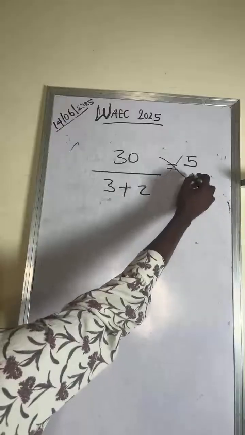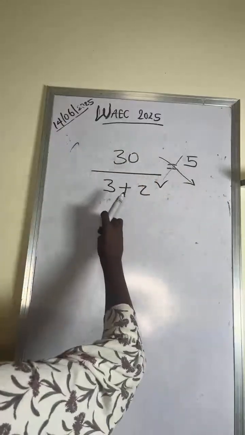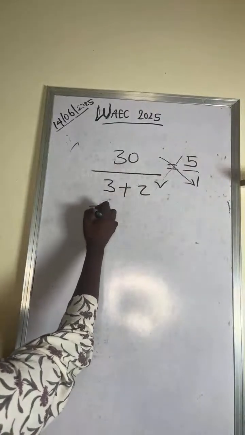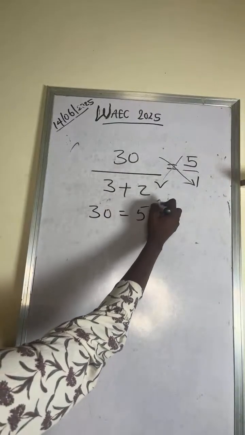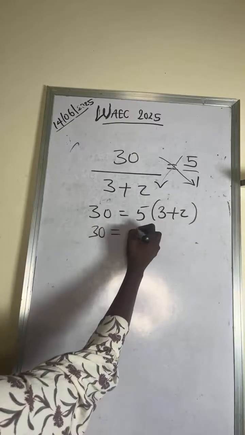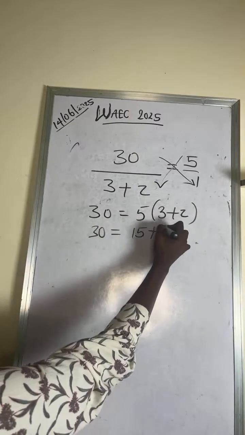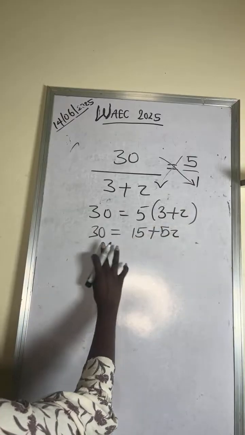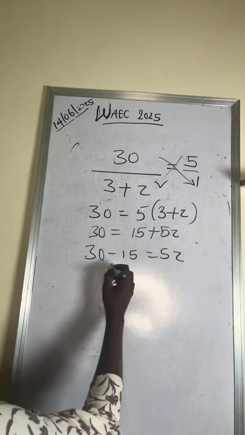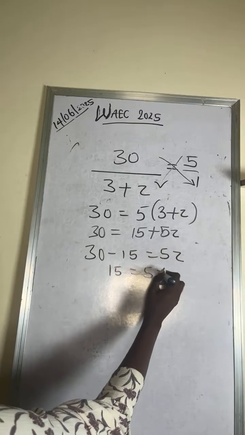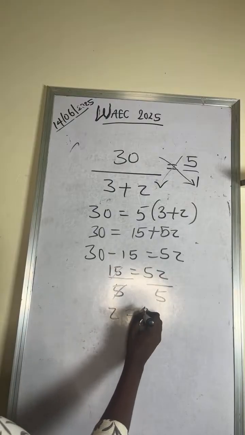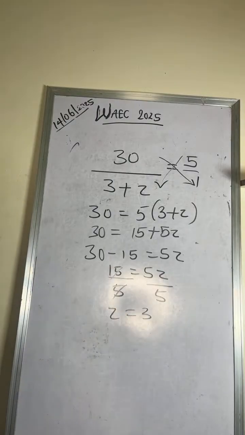you cross multiply. Why? Because you have a single fraction here and you also have a single fraction here. So 30 is equal to 5, open bracket, 3 plus z. 5 times 3 is 15. 5 times z is 5z. So subtract 15 from both sides, and then you have 15 equals 5z. Divide by 5. You have z to be 3. Correct. Thank you very much, Miriam.